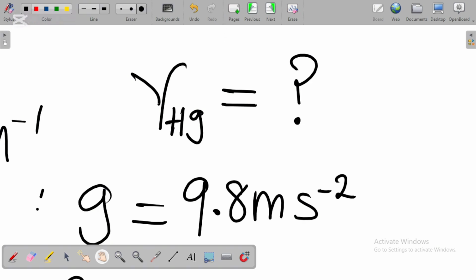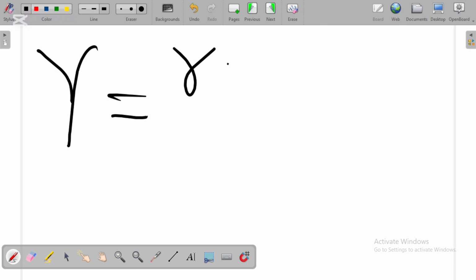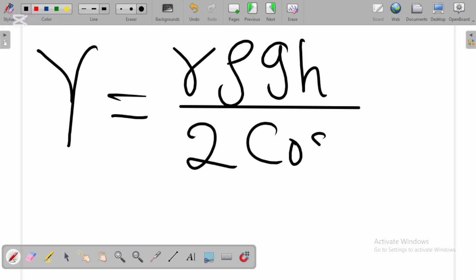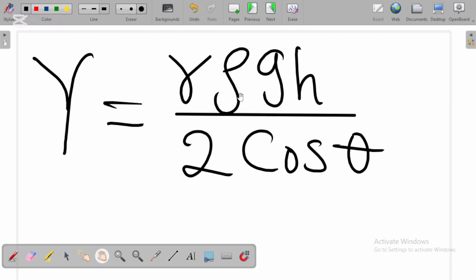Now, what's the formula of surface tension? The formula of surface tension, gamma, is equal to r rho multiplied by g multiplied by h, all over 2 cos theta. This is the formula of surface tension when you have angle of contact.